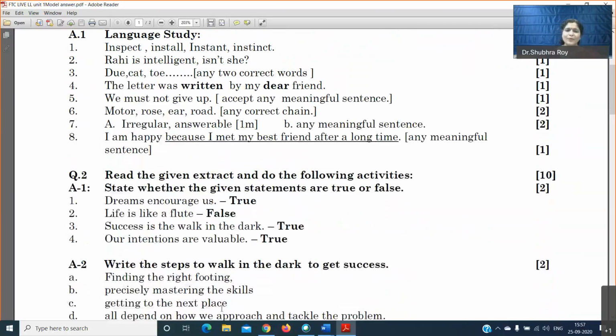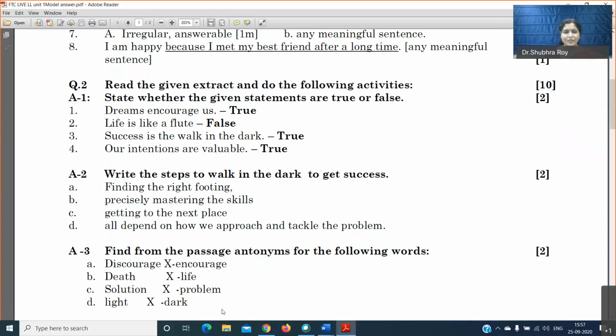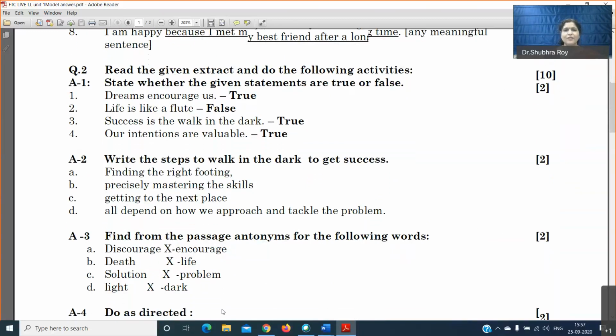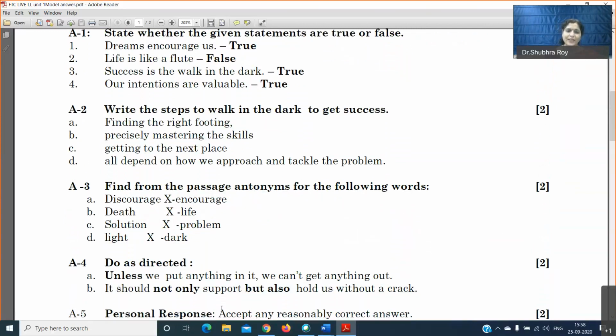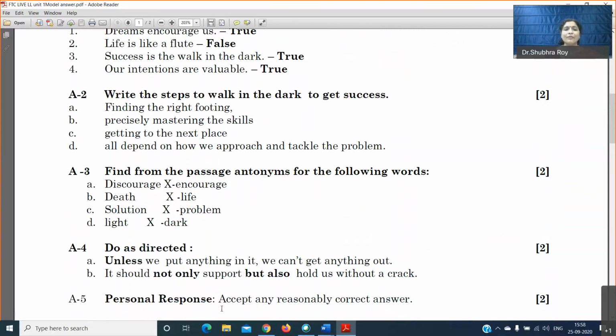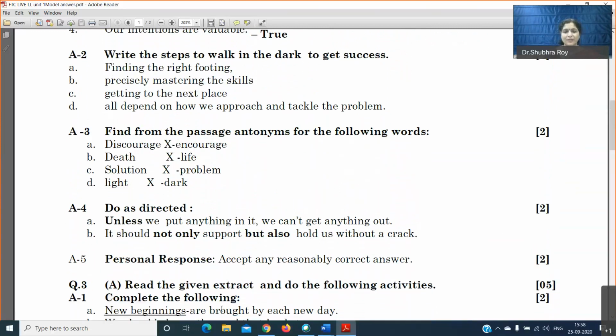Question 2 is very simple. It is based on the passage. So in a passage, there are five questions, 5 activities. Activity 1 is based on simple factual. Activity 2, complex factual. Activity 3, vocabulary. Activity 4, grammar. And activity 5, personal response.